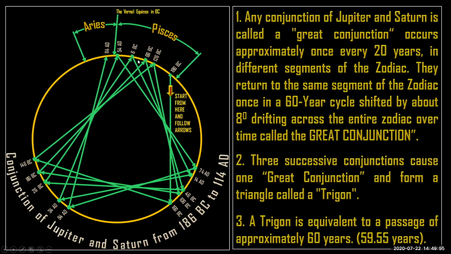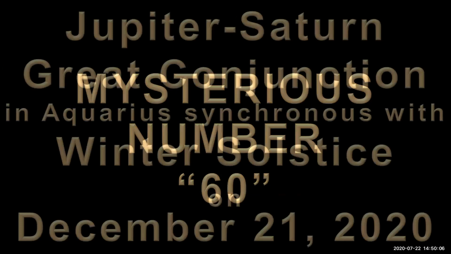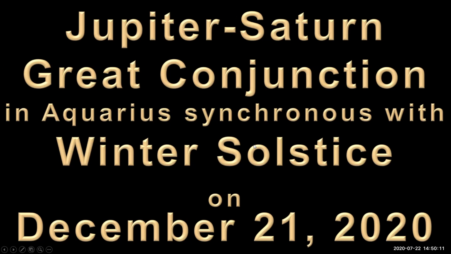Here also we find the mysterious number. I have brought it again here. I have already discussed it earlier. And this is a special occasion. Jupiter and Saturn, great conjunction, is going to take place in Aquarius, synchronous with winter solstice on December 21st, 2020. This is a great event. This is winter solstice, according to the tropical almanac, on December 21st, and great conjunction in Aquarius, synchronous with that. Jupiter and Saturn will naturally be conjunct in Aquarius on the same day.